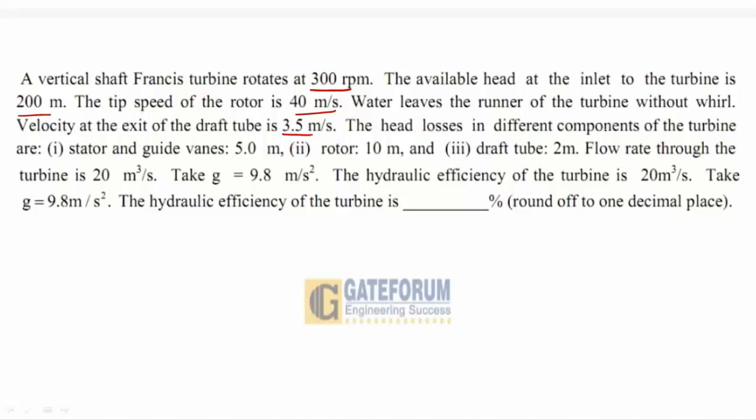The head losses in different components of the turbine are: stator and guide vane 5.0 meter, rotor 10 meter, and draft tube 2 meter.